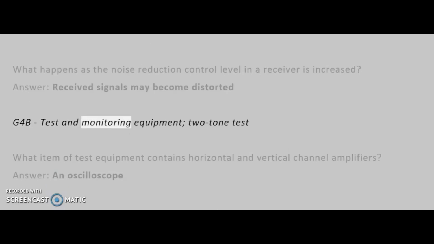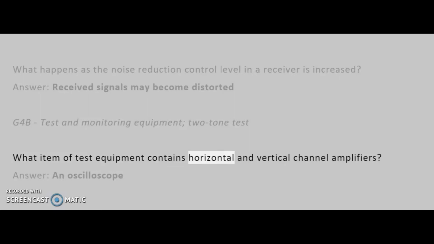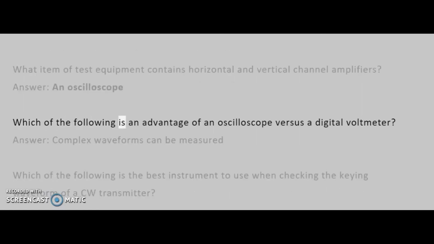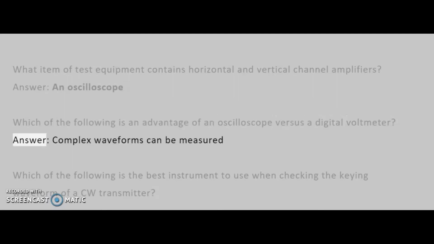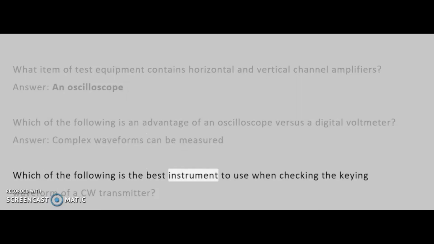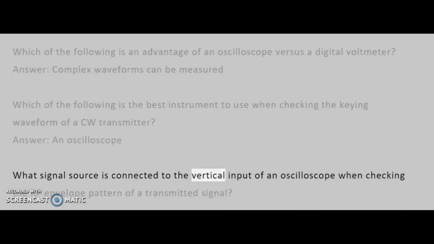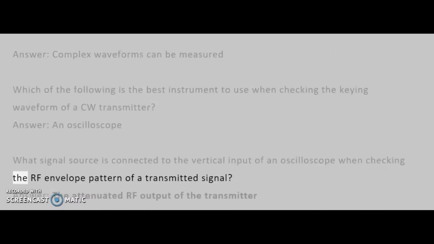G4B Test and monitoring equipment, two-tone test. What item of test equipment contains horizontal and vertical channel amplifiers? Answer: An oscilloscope. Which of the following is an advantage of an oscilloscope versus a digital voltmeter? Answer: Complex waveforms can be measured. Which of the following is the best instrument to use when checking the keying waveform of a CW transmitter? Answer: An oscilloscope.